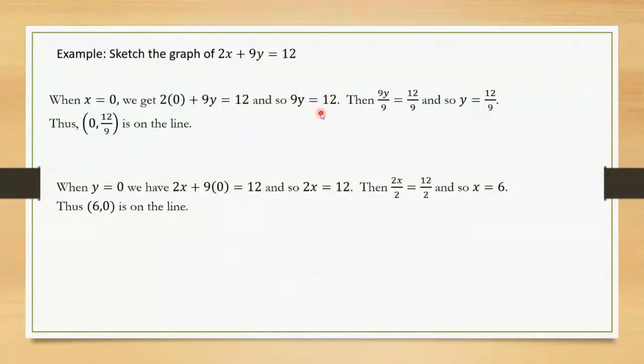So from here, we can easily get y. We have 9 times y. We want 9 to go away. How do we do that? Divide. We get y equals 12 over 9. And so when x is 0, y is 12 over 9, and we get this point. In other words, this point is on the line, on the graph of this.